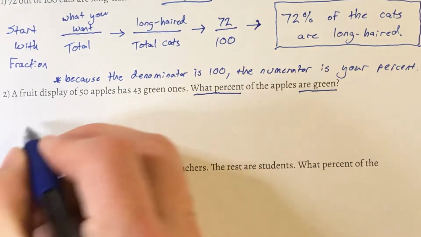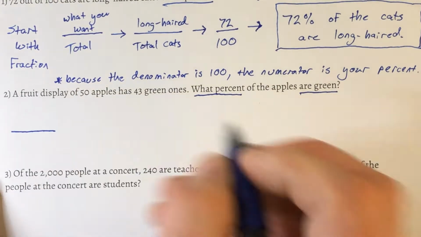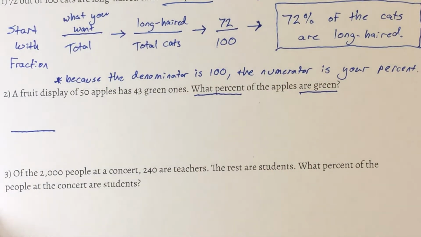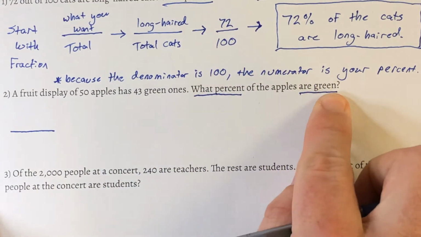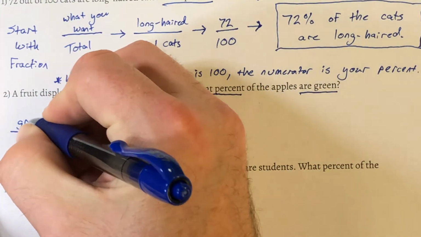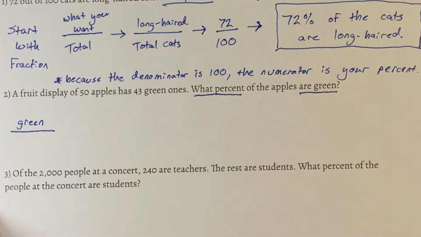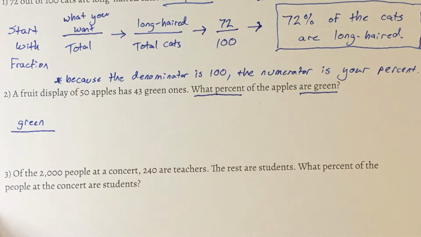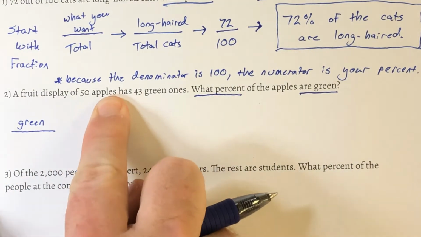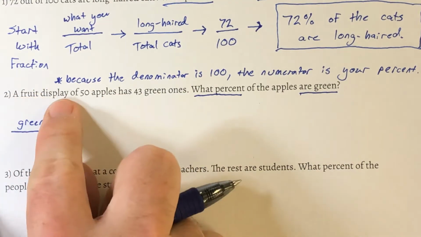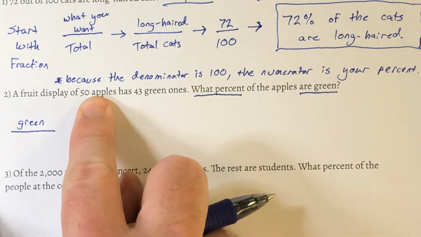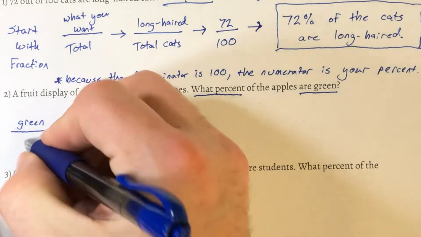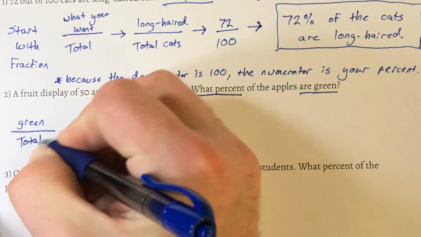To do that, we're going to start with a fraction. What goes on top, our numerator, is what you want to know about. This is what percent are green. So our fraction is all about green. Bottom is total. Total what? We're talking about apples. So what's the total number of apples? It says a fruit display of 50 apples has 43 green ones. So it's implied that 50 is our total, but I'm skipping ahead. Again, I should have total apples.